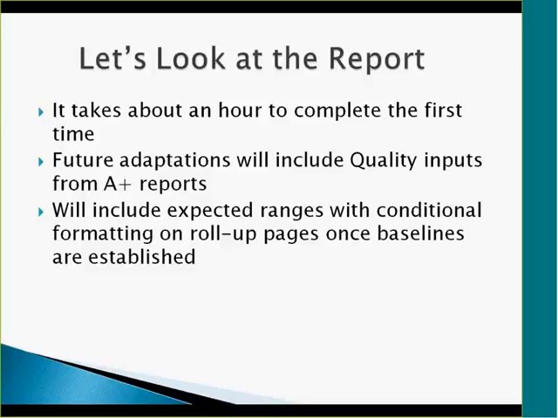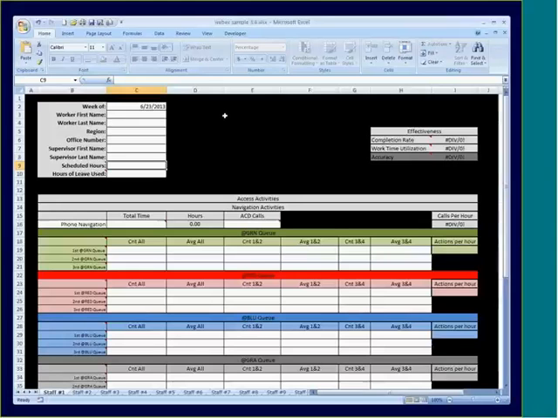So the roll-up pages and the summary pages will include expected ranges for each of these areas. We fully expect to put that into the process as soon as the shared workload process is stabilized and we have good statistical data to do so. So we're going to pull up the report, and the report looks like this.